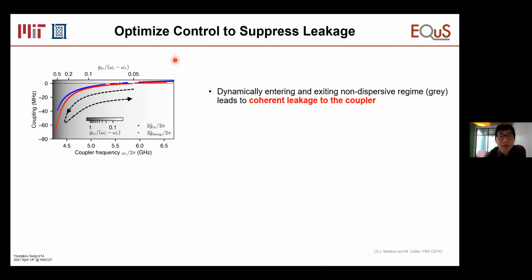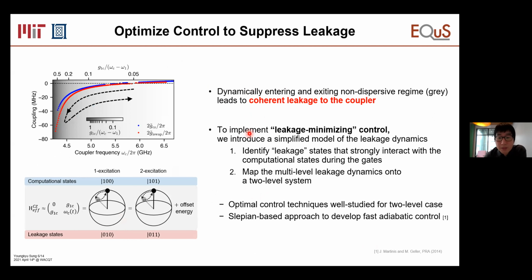So let me first describe how we optimize the control to suppress coherent leakage to the coupler. In order to implement leakage minimizing control, we introduce a simplified model of the leakage dynamics. So the first thing that we did is identify leakage states that strongly interact with the computational state during the gate. In the bottom left figure, we have identified leakage states when we perform CZ. So in both single and double excitation manifolds, we could find this two-level Hamiltonian describing the predominant or leading order leakage dynamics. And within our parameter regime, we find that these two Hamiltonians become equivalent up to some offset energies. Therefore, we have a single two-level Hamiltonian describing the leading order leakage dynamics.